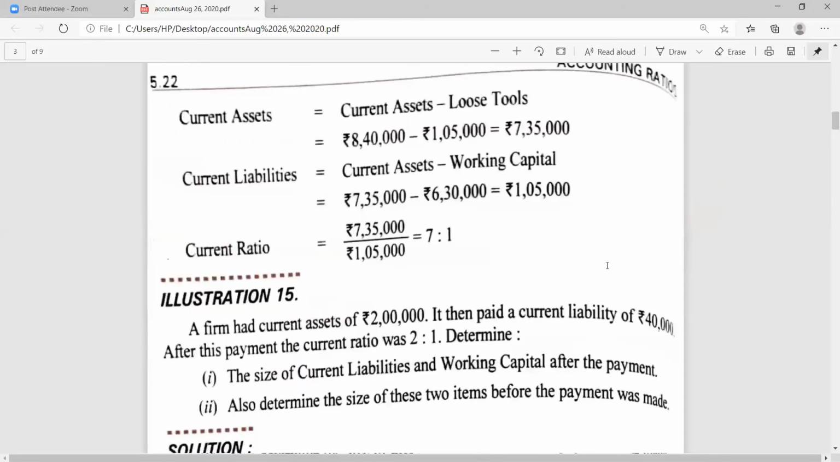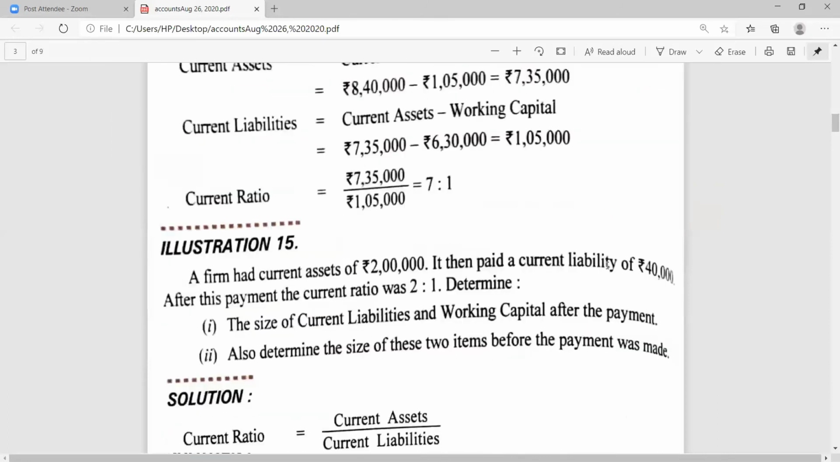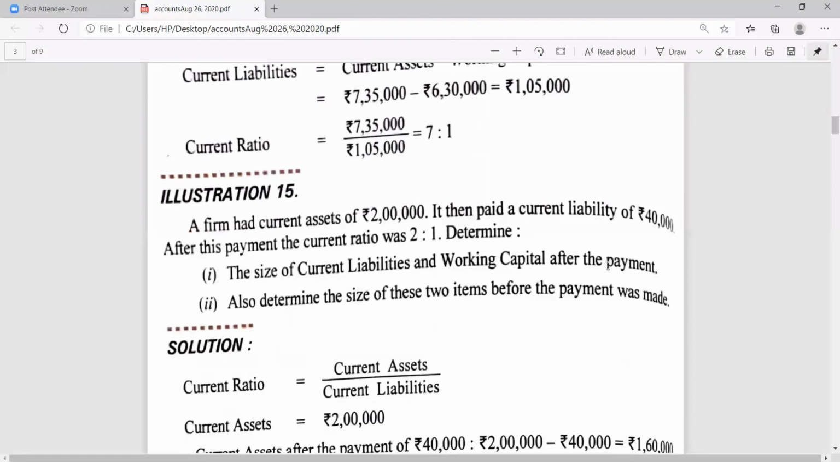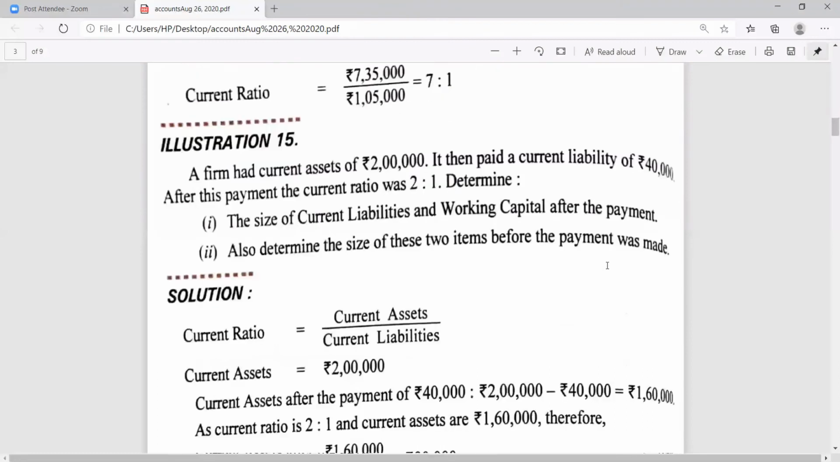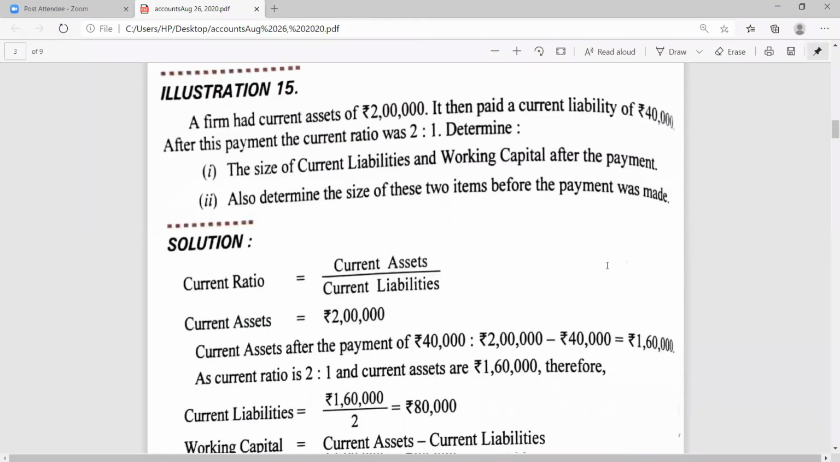Now see, in illustration number 15, there is a little change, and it is a very important example. A firm had current assets of 2 lakh. It then paid a current liability of 40,000. After this payment, the current ratio was 2:1. Determine the size of the current liability and working capital after the payment. The size means the amount.